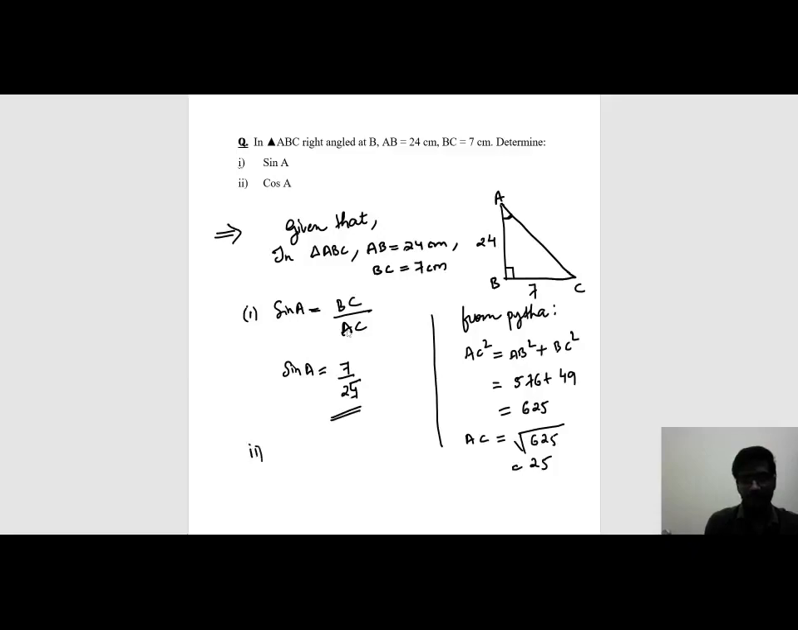Similarly, what is cos A? Cos A is nothing but adjacent side divided by hypotenuse. So adjacent side is AB divided by hypotenuse is AC. What is that? Adjacent side AB is 24, hypotenuse is 25. This way we have to solve the problem. I hope this is clear. Now let's get into the second problem.